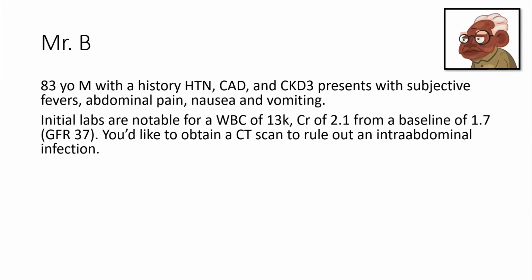So I'm going to introduce Mr. B. He's an 83-year-old man with a history of hypertension, CAD, CKD3, who presents with subjective fevers, abdominal pain, and nausea and vomiting. His initial labs are notable for an elevated white blood cell count of 13, a creatinine of 2.1 from a baseline of 1.7, so GFR of 37, and you'd like to obtain a CT scan to rule out an intra-abdominal infection.